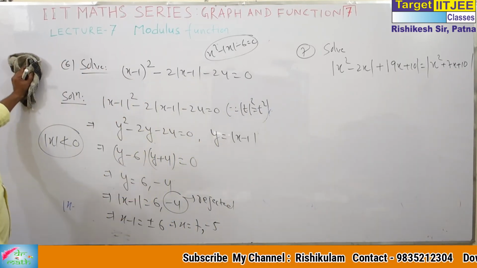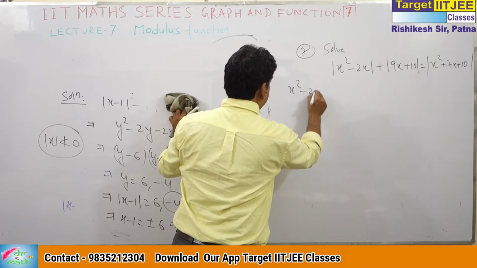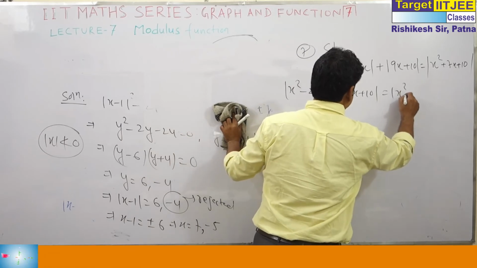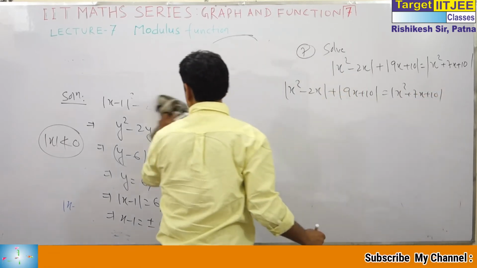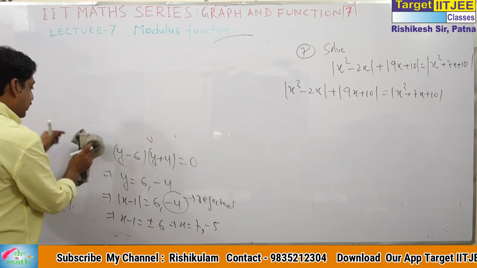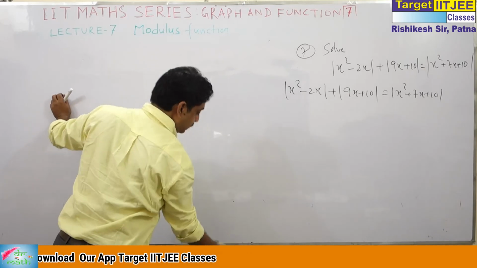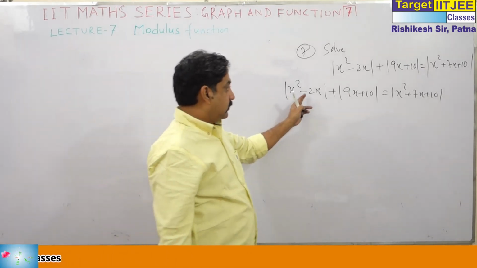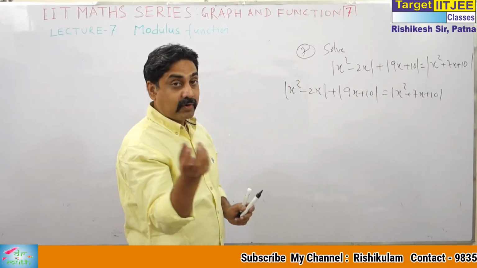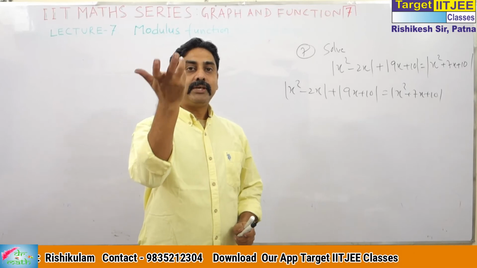How to do this question? Make a pause and try to do the question. The question is mod x square minus 2x plus mod 9x plus 10 equals mod x square plus 7x plus 10. Now what I am doing, I just want to explain why properties are helpful in this. If you try to break the modulus by definition, you have to break this and this. What is the easiest solution of this?